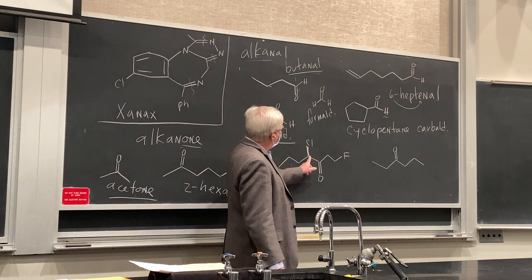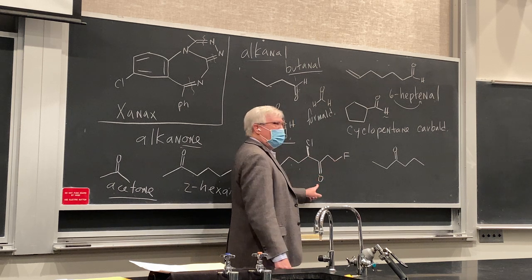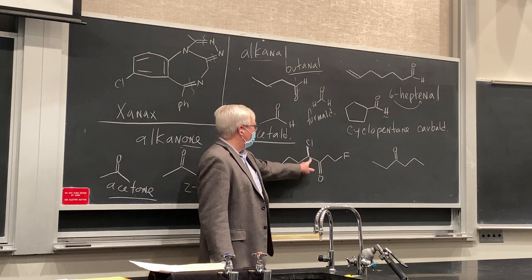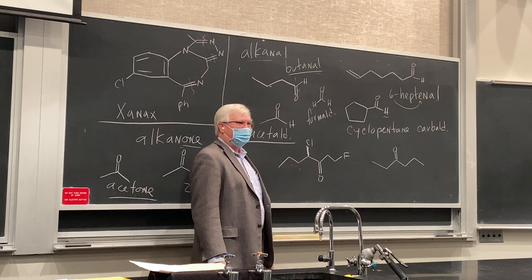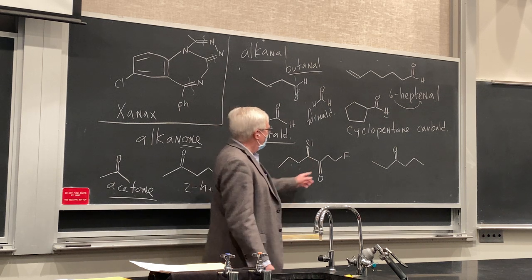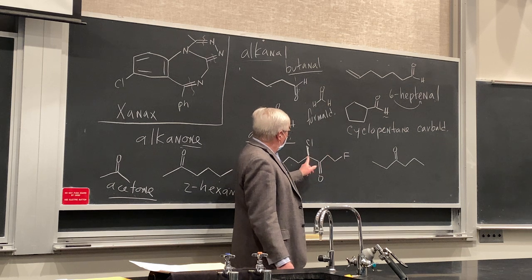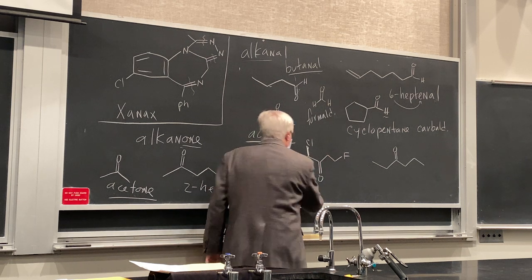So here we have what? A chlorofluoroketone. How are we going to do that? Oh, and a stereocenter. Ouch. What are we going to do here? Start with the base parent name, which is 1, 2, 4, 5, 6, 7. It's heptanone.